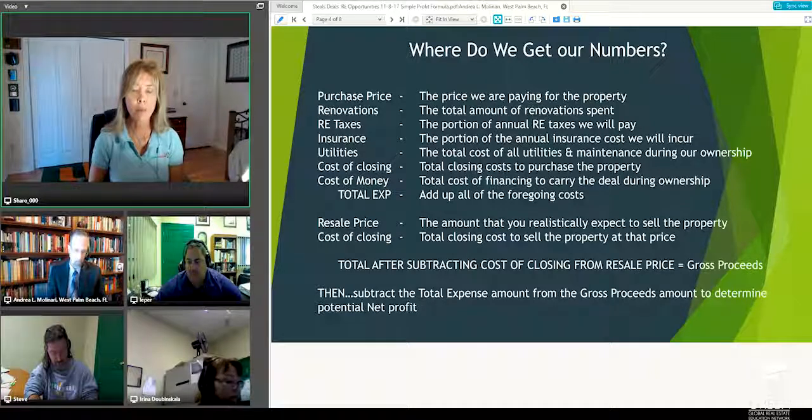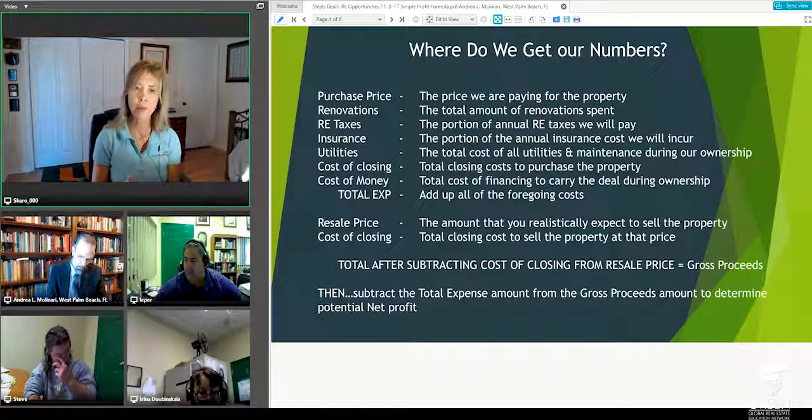And then my cost of money. So this is going to vary for people. Some people are getting loans and some people have their own cash. And even when you're using your own cash, we recommend that you put a cost to it so that your cash makes some money as well, right? But that's up to you. So the total cost of financing to carry the deal during your ownership.